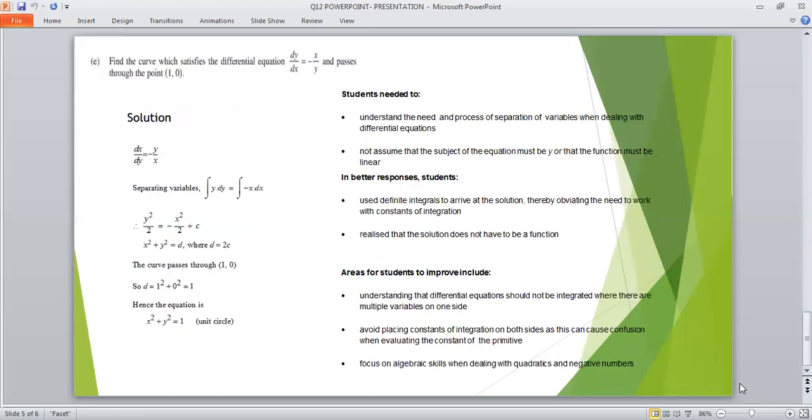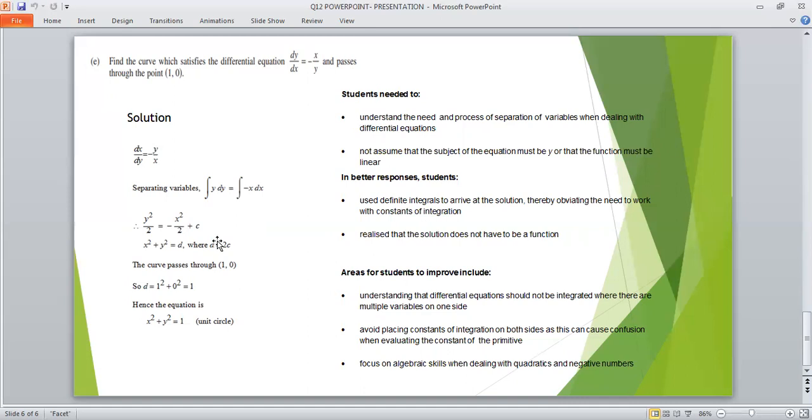And then finally, in question E, which involved a problem involving differential equations, a gradient function was given, and the task was to find the curve that fits through the desired point, and the point was 1, 0. The solution, as you can see, appears on the left-hand side, and the result happens to be a unit circle with a radius of 1 with its center at the origin.